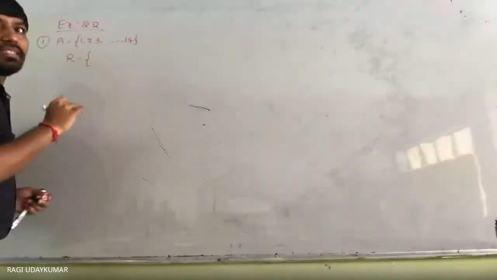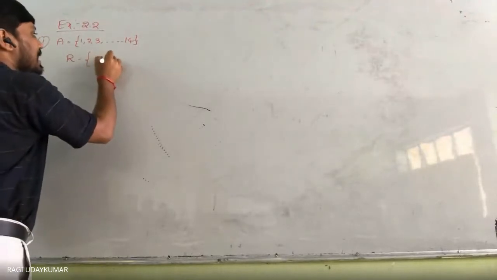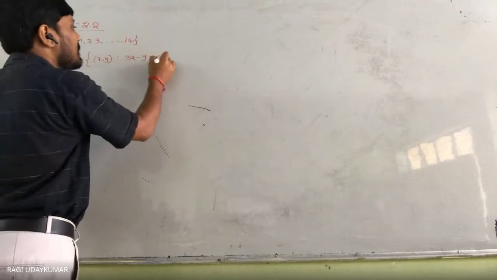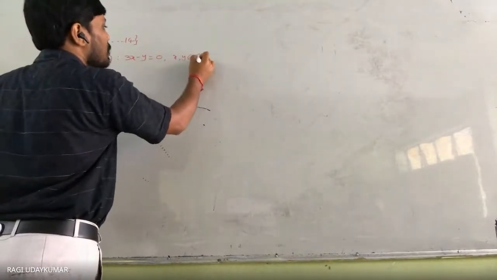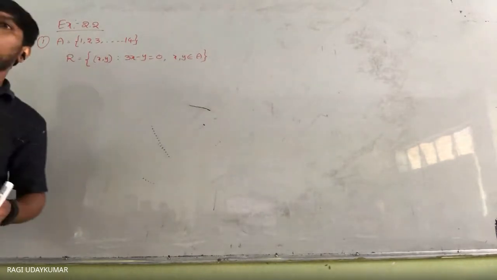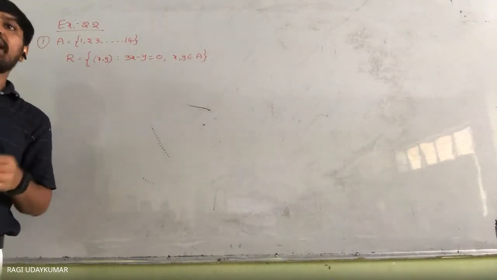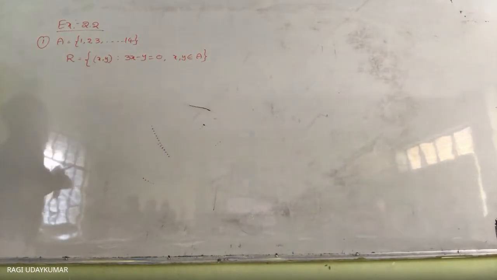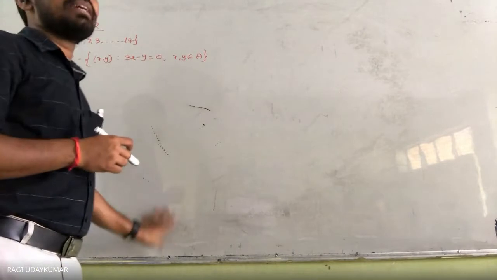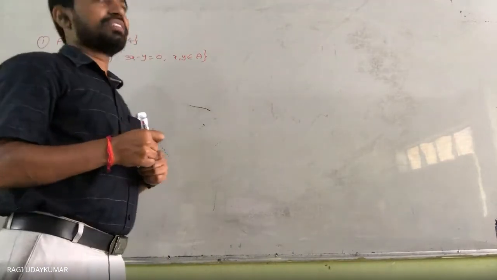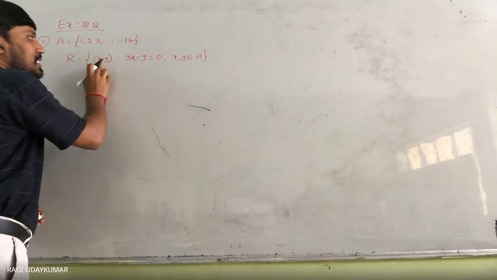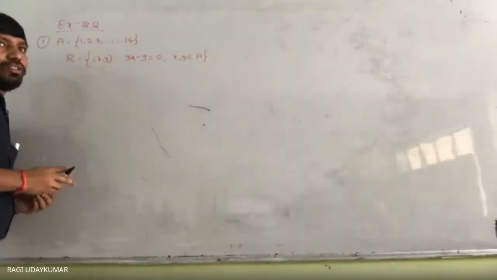R is defined as the ordered pairs (x, y) such that 3x minus y is equal to 0, where (x, y) belongs to A. This is the relation given. Now write the domain, codomain and range of this particular relation. So first we need to list out the relation. What are the pairs that satisfy 3x minus y equals 0? We need those x, y values.